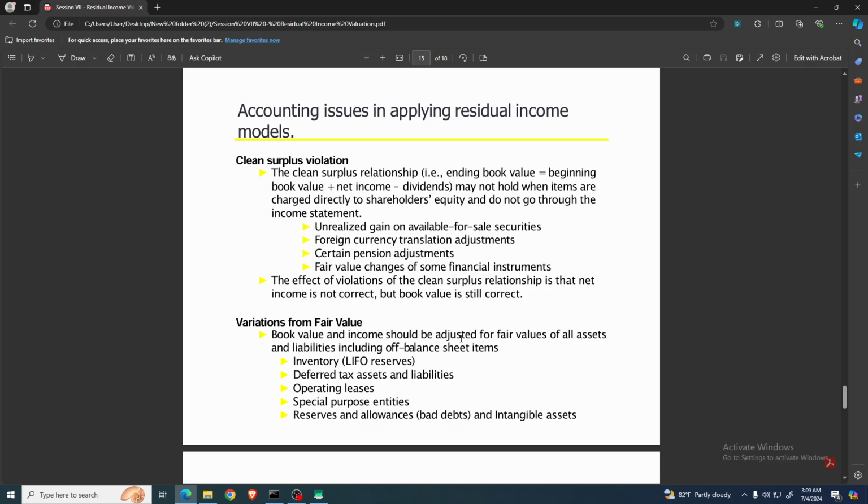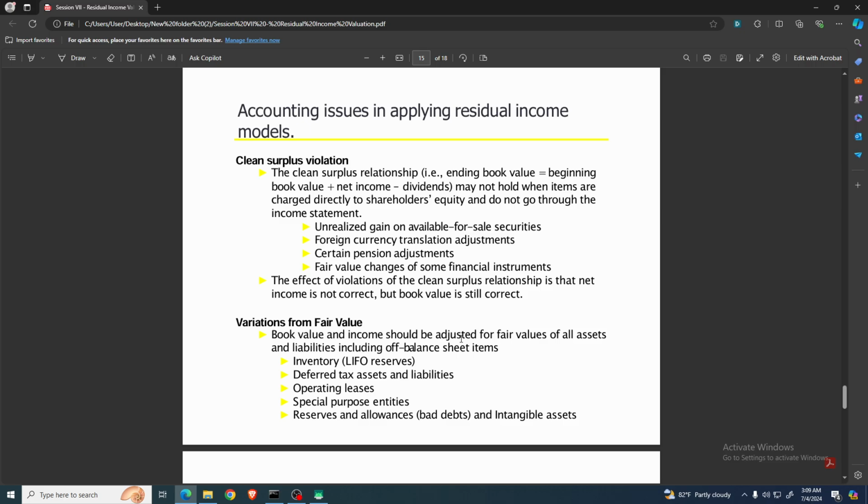So this relationship may not hold if certain items bypass the income statement and are directly charged to the shareholders' equity. That's why we always come into the accurate determinants when it comes to measuring the overall earnings of the organizations. So what are the common violations here? Unrealized gains or losses on available for sale securities. These are recorded directly in equity and not through the income statement. And then you have the foreign currency translation adjustments. Changes due to currency fluctuations are often reported directly in the equity changes, not in the income statement.